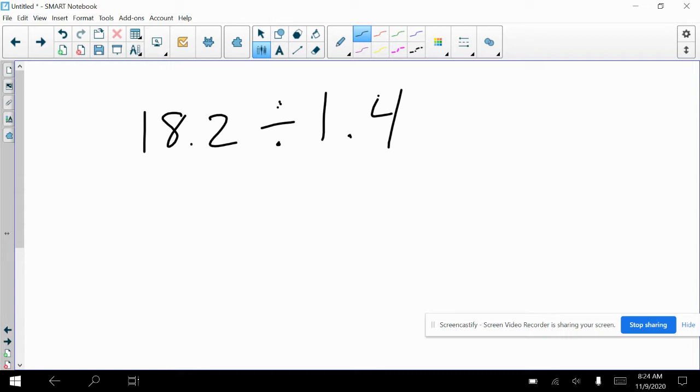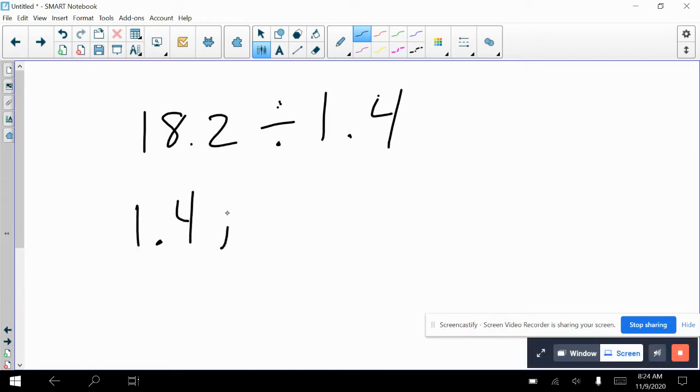I would say that this is similar to not being able to compare fractions if they don't have a common denominator, right? You cannot divide two decimal numbers with different pieces and parts. It's just not possible. So if we set this up properly in our division, it would look something like this. You agree?